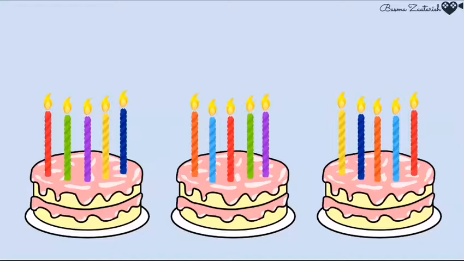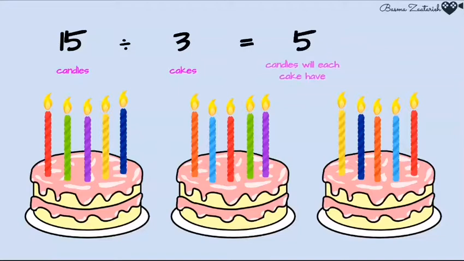Let's write a number sentence that describes this situation or this story. We started off with 15, the total number of candles. And we divided them, or we distributed the candles among how many cakes? Yes, 3 cakes, which are the groups. So 3 cakes, and in each cake we get 5 candles.